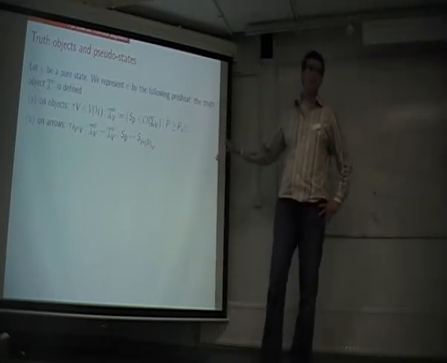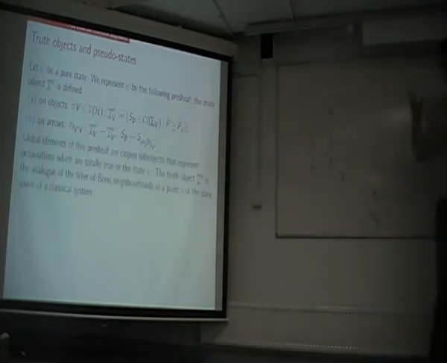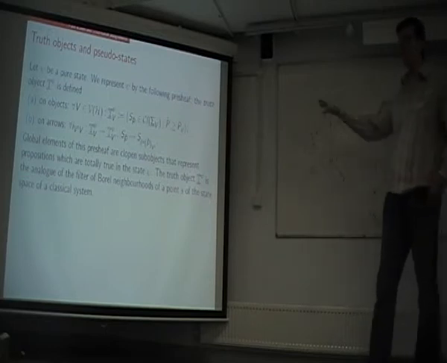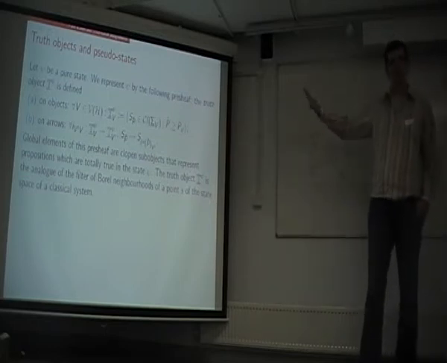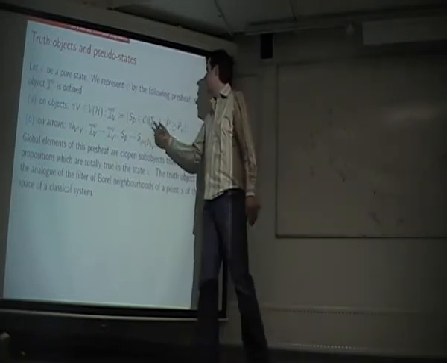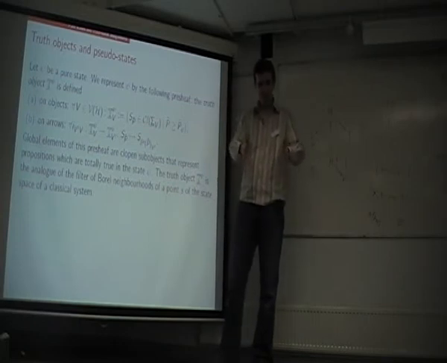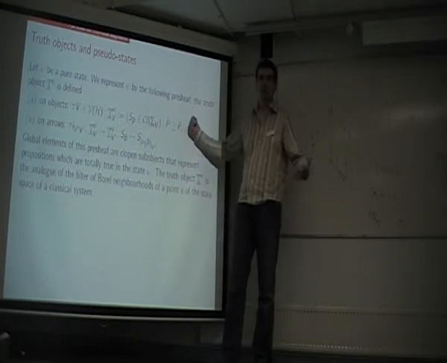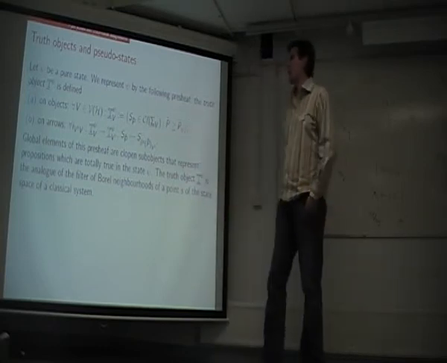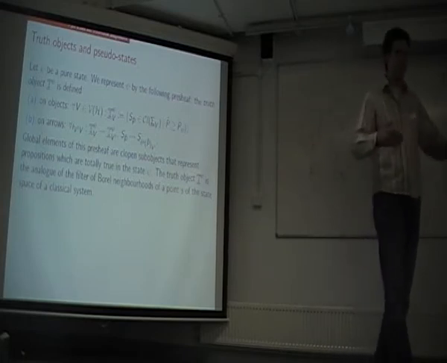The papers, well, I would call this the truth object. Actually, the truth object is a power object, so it's slightly more complicated than this, but this is enough to see how it works. So basically, at every stage V, I collect all those P's representing propositions I can make from the perspective of V, which are true in the state P psi. This is just the condition for them to be true. The global elements of this pre-sheaf are Clopen sub-objects that represent propositions which are totally true in the state psi.